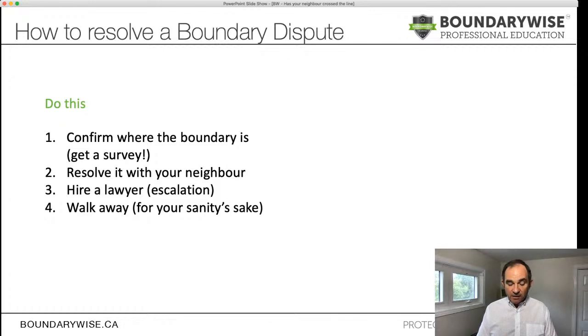You might get the survey and go, oh my goodness, I was completely wrong. Neighbor was right. And all of a sudden you can de-escalate. That is the least expensive way to resolve a boundary dispute, is just to, first of all, get an existing survey, do some approximate measurements, and see which of you is incorrect over it.